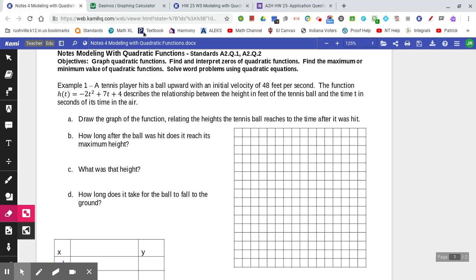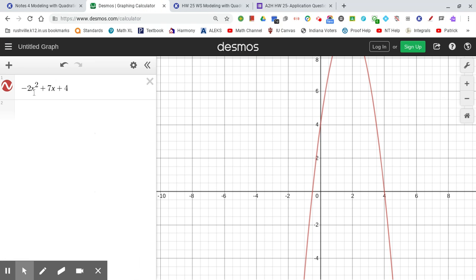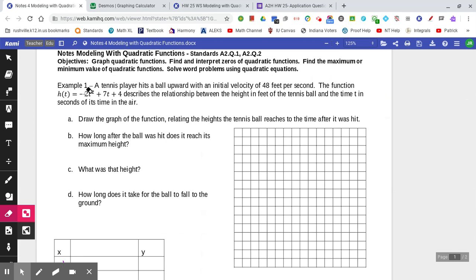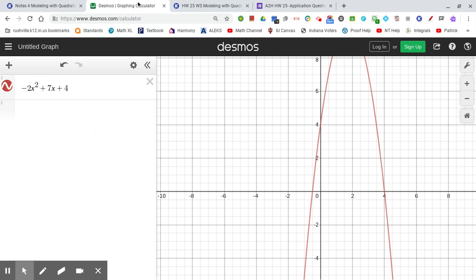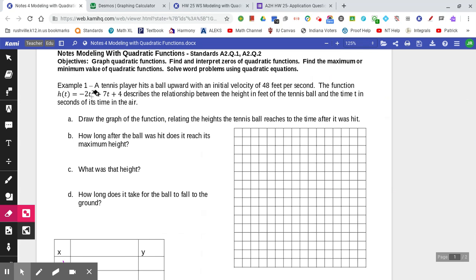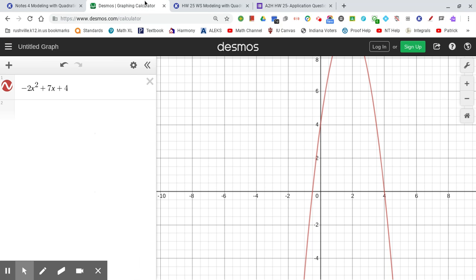All right, so first thing that you should do is take this quadratic and type it into your graphing calculator, or I suggest that you use Desmos. Notice I didn't write the h of t equals, and I replaced the t's with x's just to make it a little bit more standard. Then I can think about these being along the x-axis. I didn't even put the equals sign, because you don't need that in Desmos.